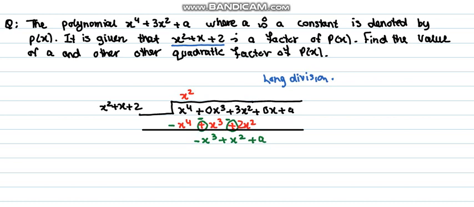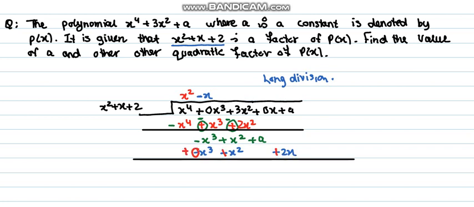Now we need to multiply x squared with minus x to make it minus x cubed. So I will multiply with minus x, so this will become minus x cubed minus x squared minus 2x. We have changed the signs, so this becomes 2x squared plus 2x plus a. Now what we need to do is multiply this x squared with 2 to make it 2x squared. So this becomes 2x squared plus 2x plus 4.